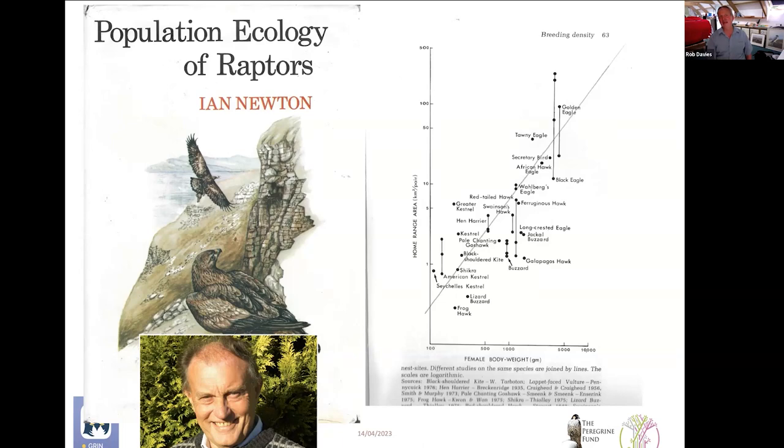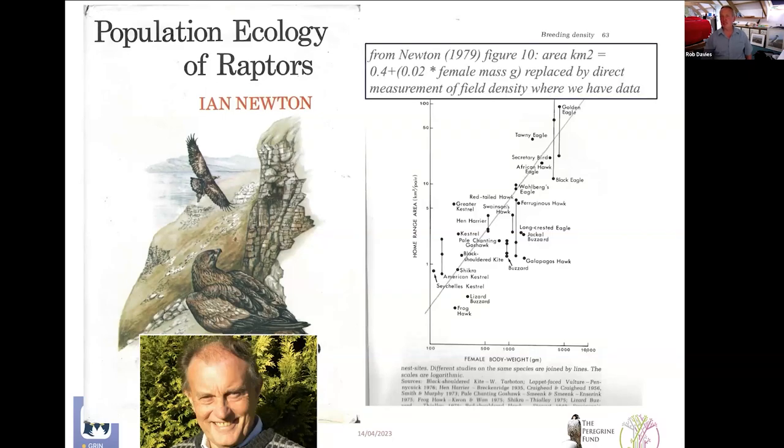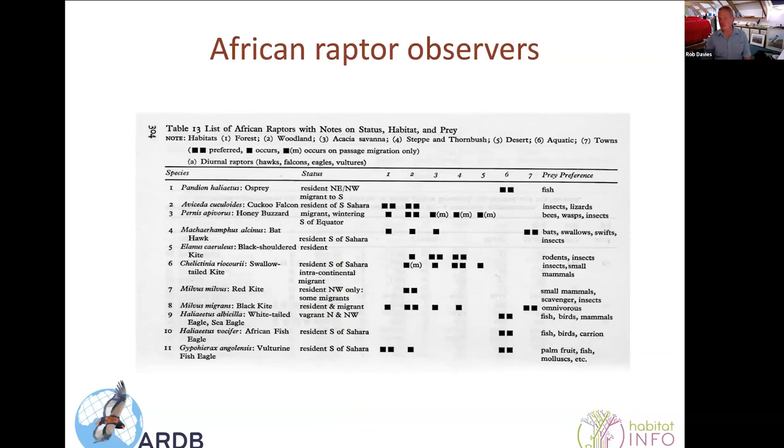The understanding that really raptors are basically needing food and nest sites. Once they've got that, the population is going to reach its natural density. The other gem that came from Ian in this book is this relationship between female body mass and the area of the home range. And this is what we've used in the atlasing to actually establish how many pairs might exist in the space that these birds have.